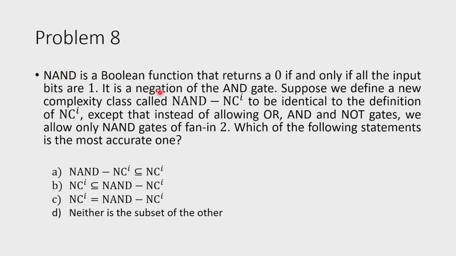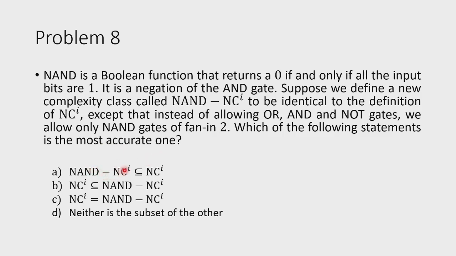NAND is a Boolean function that returns a 0 if and only if all the input bits are 1. So it is a negation of the AND gate. Now suppose we define a new complexity class called NAND-NC^i to be identical to the definition of NC^i, except that instead of allowing OR, AND and NOT gates with fan-in 2, we only allow NAND gates of fan-in 2. Which of the following statements is the most accurate one?